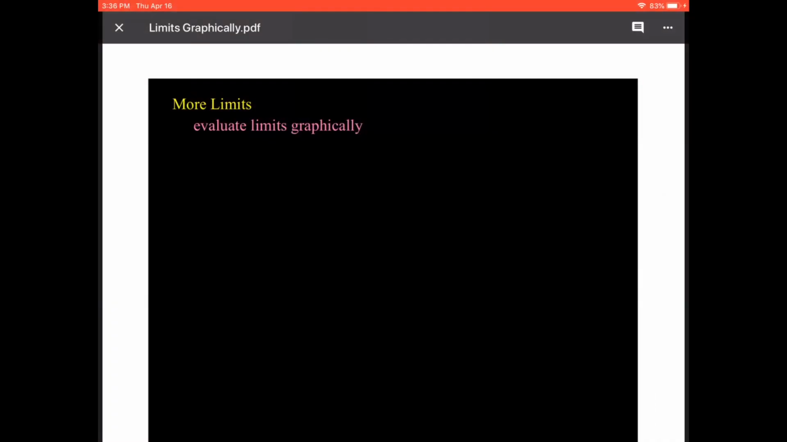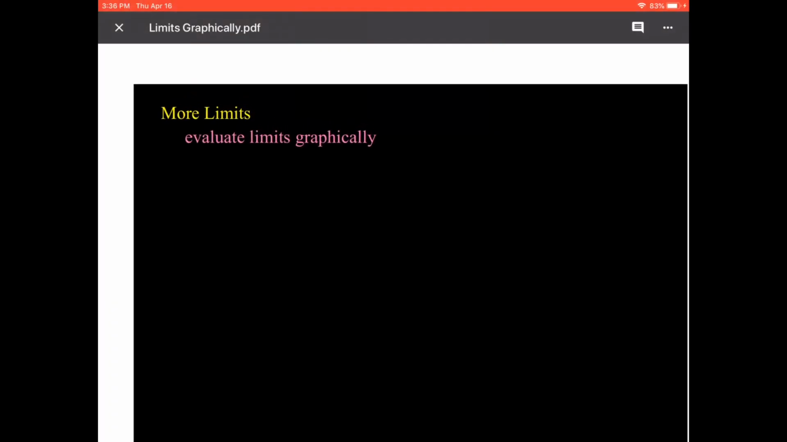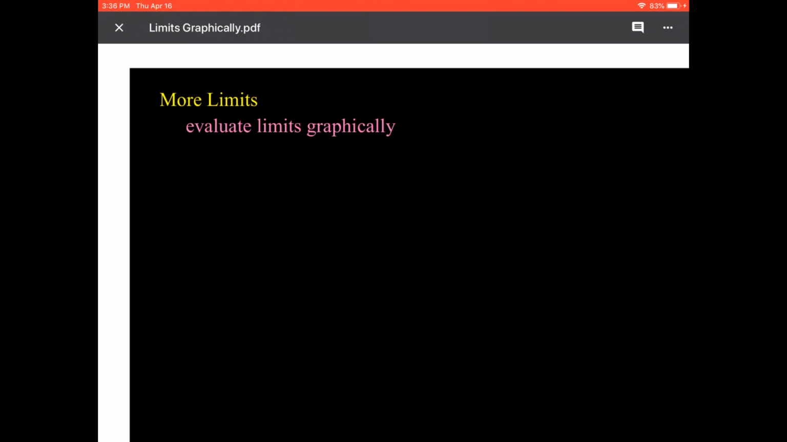Hey everyone, we're going to continue on with our limit boot camp today. So we're going to take a look at evaluating limits from graphs. All right, so we said we were going to do some more with limits. We're going to just take a look at evaluating limits graphically.